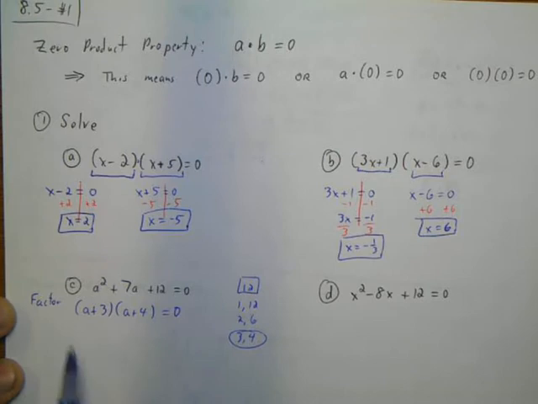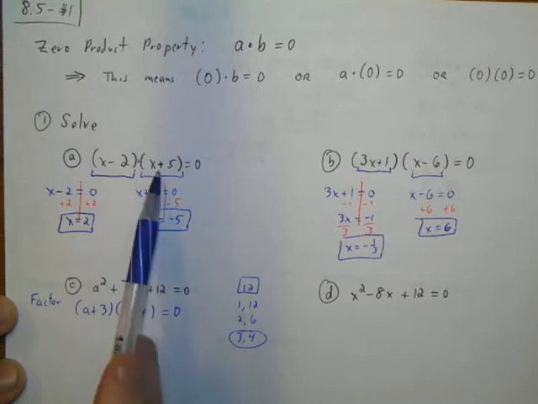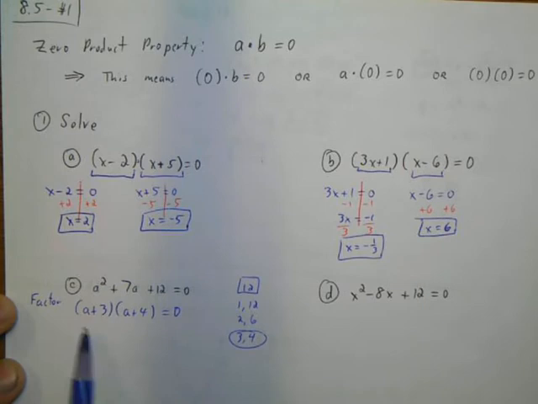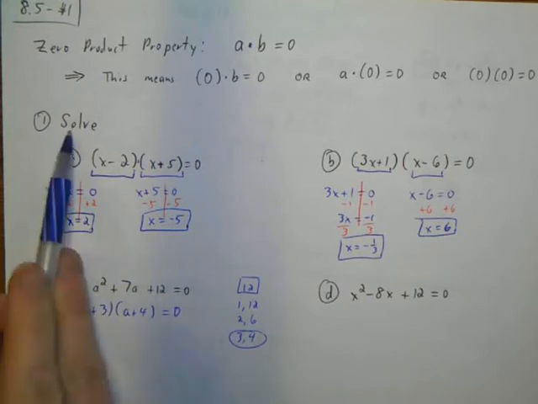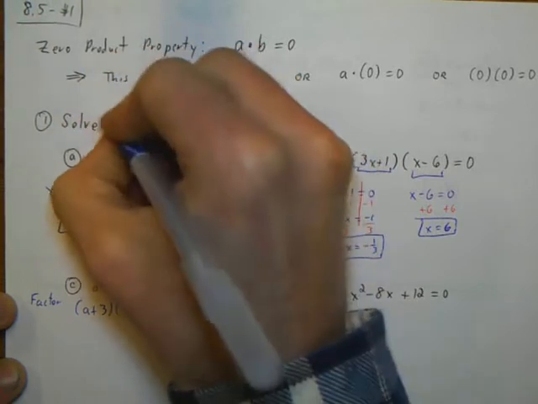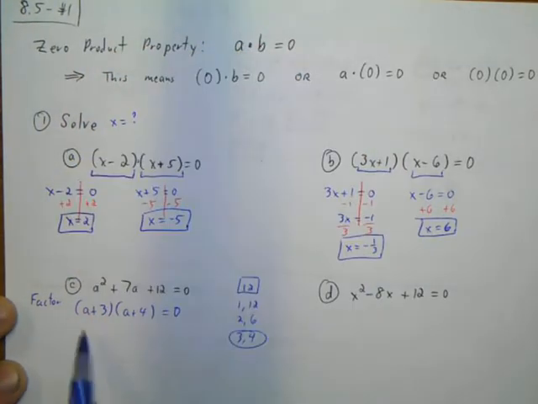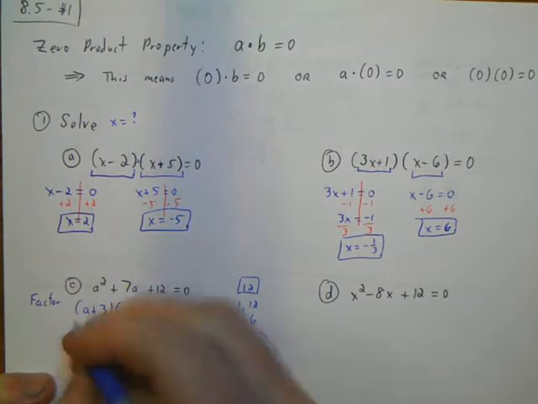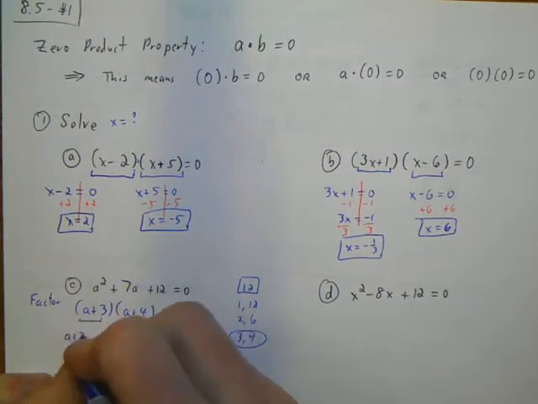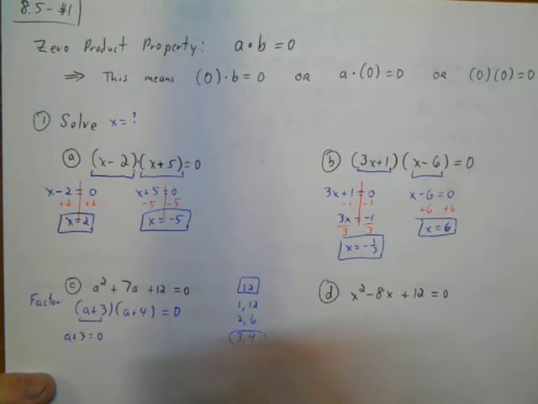So now all of a sudden I have a problem here that looks an awful lot like problem A or B. I have these two things that multiply to equal 0, and to solve means what does x equal, or what does our variable equal? So I'm going to do the same game that I did up here. a plus 3, what gets us to 0? If I subtract 3, that means a equals negative 3.